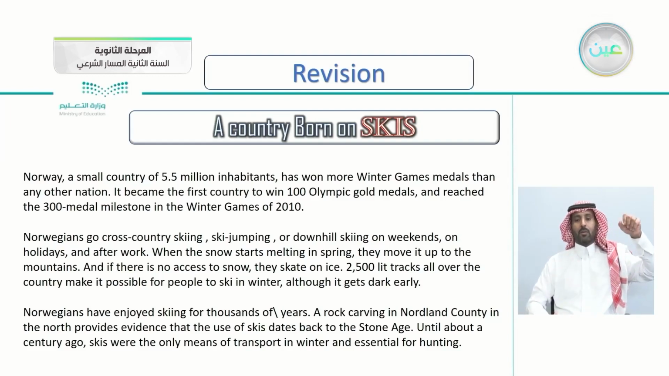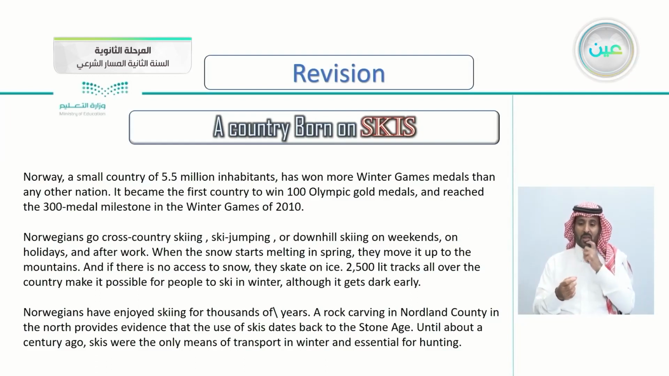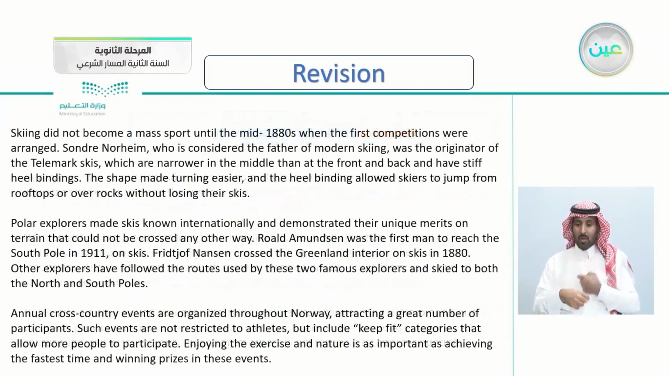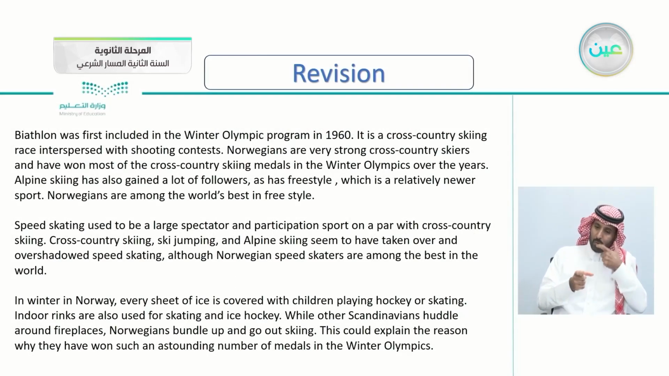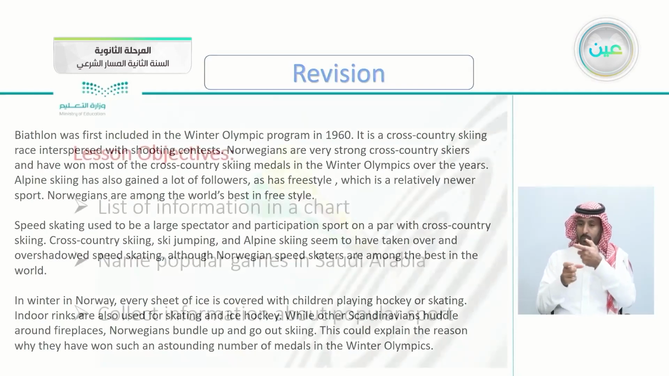It's a small country with 5.5 million inhabitants, but it won more than 300 gold medals, and this is of course a milestone in the Winter Games of 2010. This is the article talking about the Norwegians, and the sport of biathlon, which is skiing while shooting. For us, it's a really strange sport.